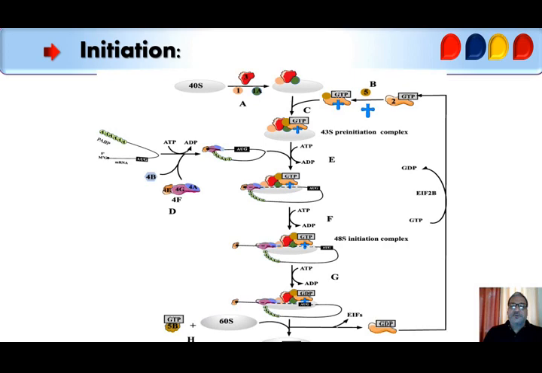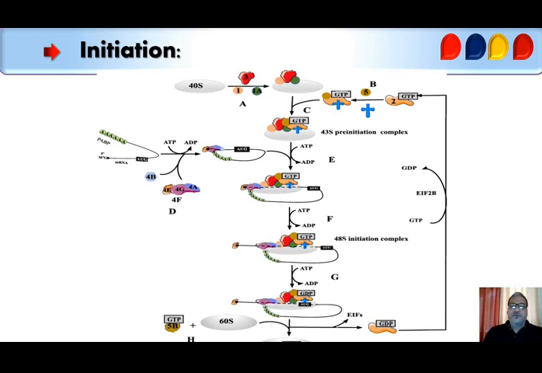So after this complex is formed, it binds with the ribosome and results in formation of the 43S pre-initiation complex. Then the complex 4F, which consists of 4E, 4G, 4A, 4B, all these factors result in formation of this initiation factor 4, which binds with the cap end of the mRNA. After the attachment of factor 4 with the cap end, the mRNA binds with the 43S pre-initiation complex and forms the 48S initiation complex.